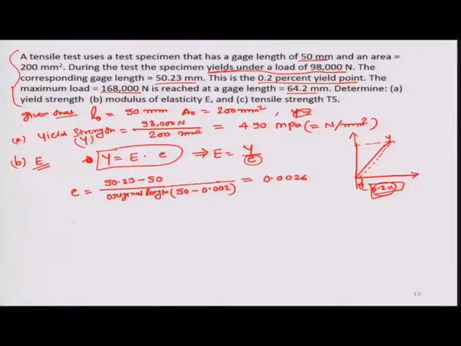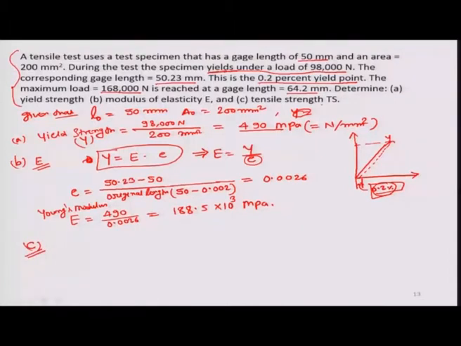Okay, now Young's modulus E will be: yield strength is 490 and strain is 0.0026. That will be equal to 188.5 into 10 to the power 3 megapascal.